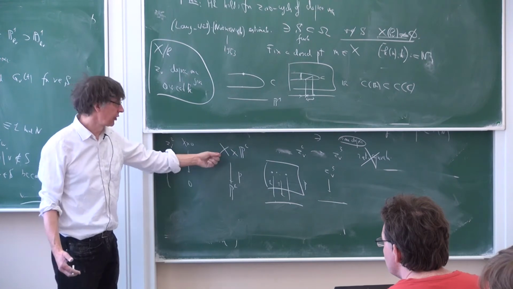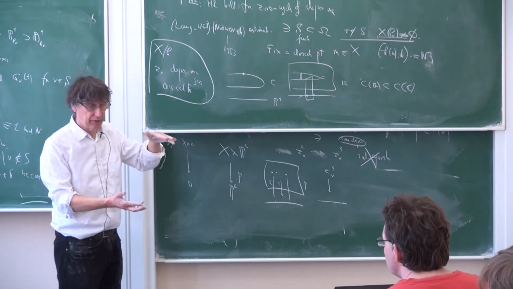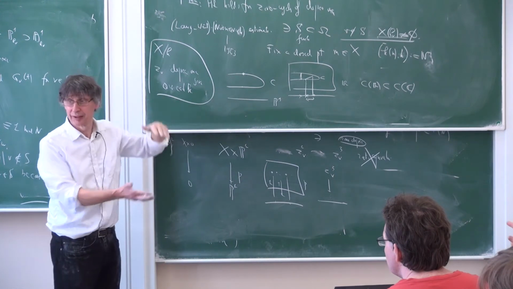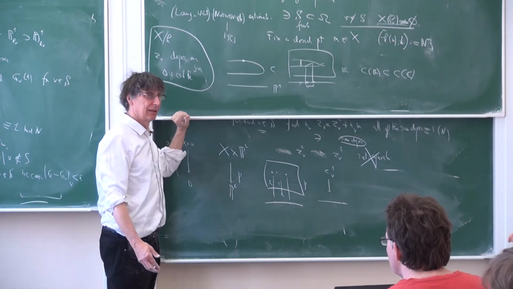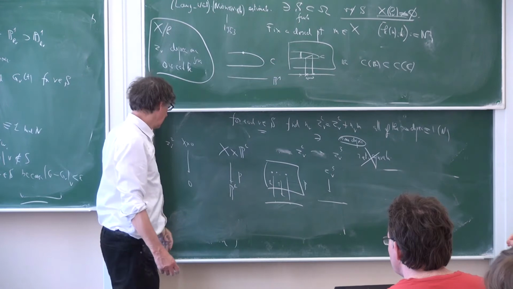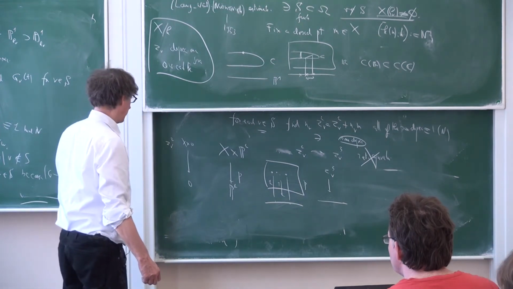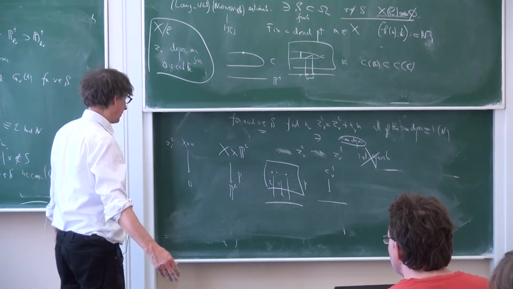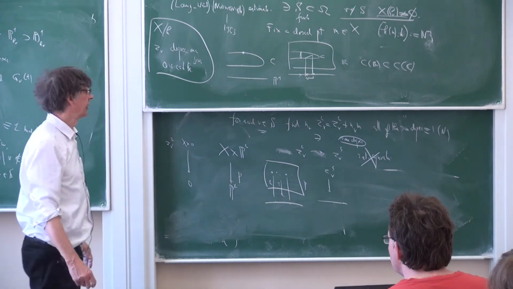If you take a closed point, it won't be parallel. It will lie in P1. Suppose X is a curve. If X is a curve, C cross P1, well, it's the same problem. I don't see it.